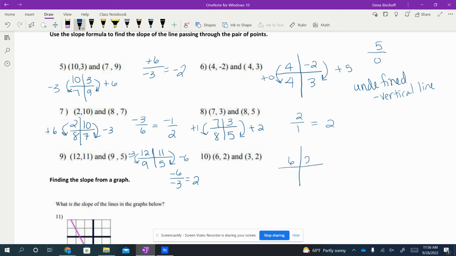Let's do it one more time. I have the ordered pair (6, 2), and the ordered pair (3, 2). What's my change in y? +0. What's my change in x? What is 0 divided by -3? It's 0. That means my slope is 0. What kind of a line has 0 slope? Horizontal. Did I hear you say 1?